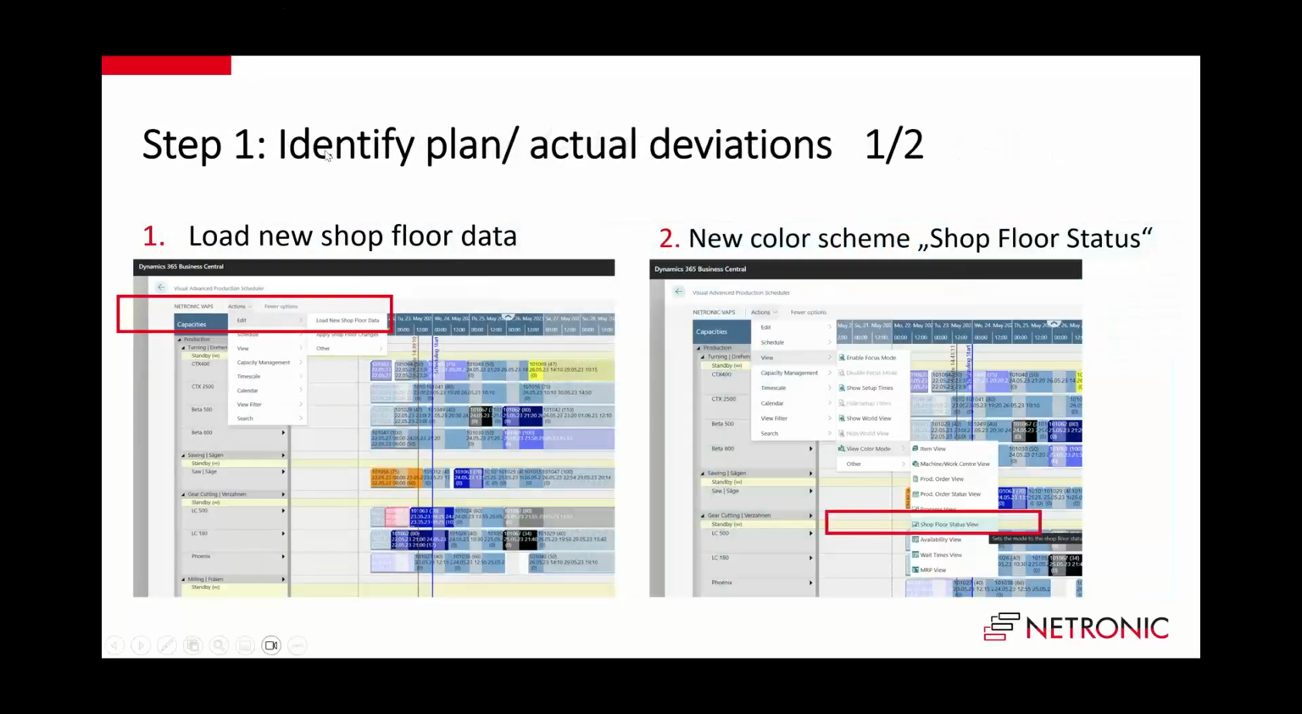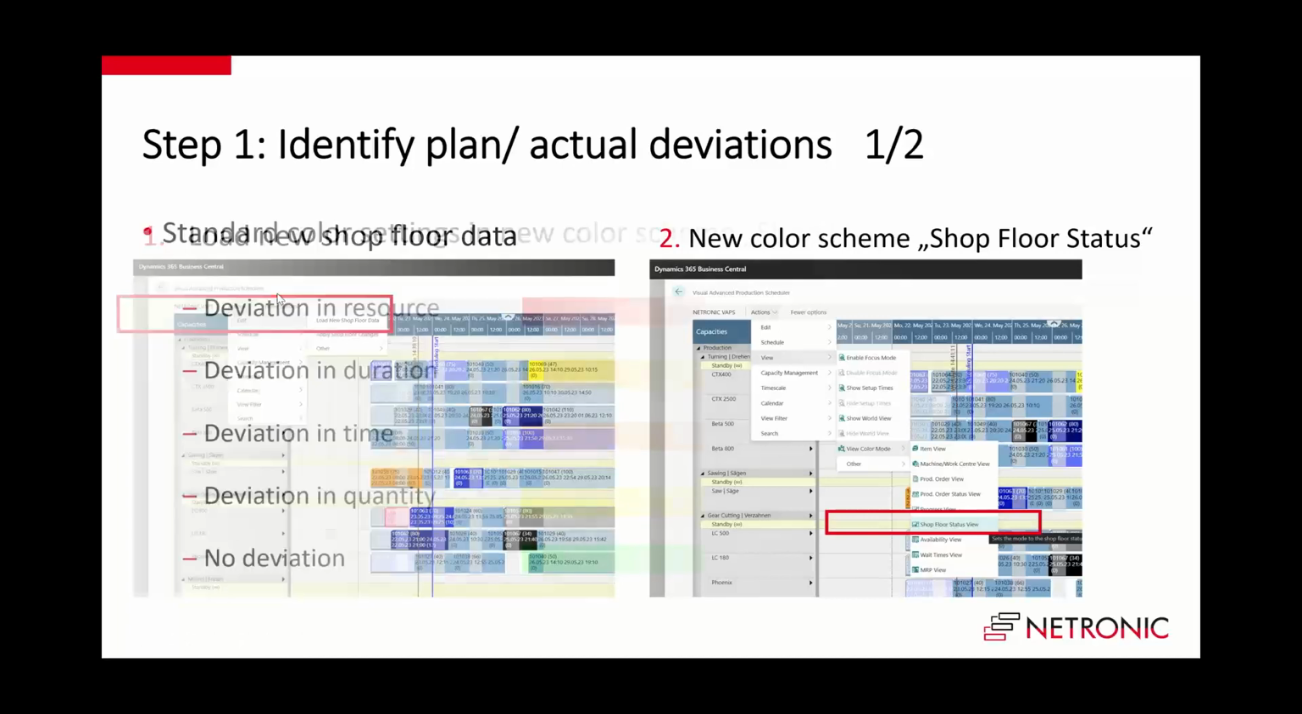So in order to identify the deviation between plan and actuals, first you have to load new shop floor data, and we add this under the actions menu. Under edit, we have a new option, load new shop floor data. And then what we recommend is, once you do this, you change the color mode and apply the shop floor status view so that you see, once the data is loaded, where the deviations are.